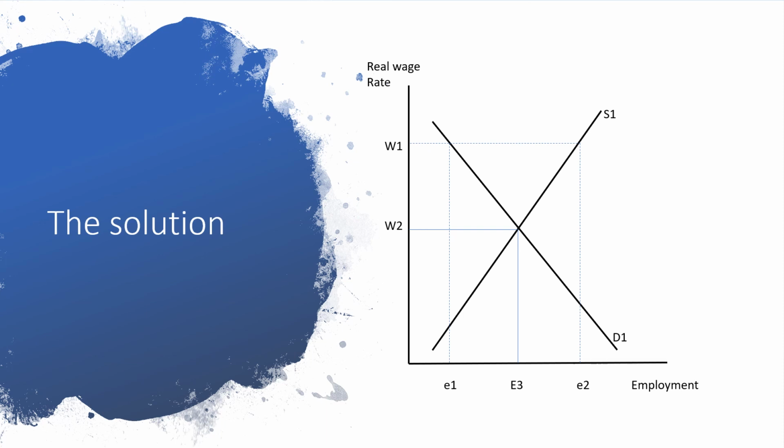The state must remove labour market imperfections. If they can do this, the real wage will fall until an equilibrium is established at W2. The decrease in wage rates causes the demand for labour to extend. To remove labour market imperfections, the state should scrap minimum wages and laws that grant trade unions special powers.